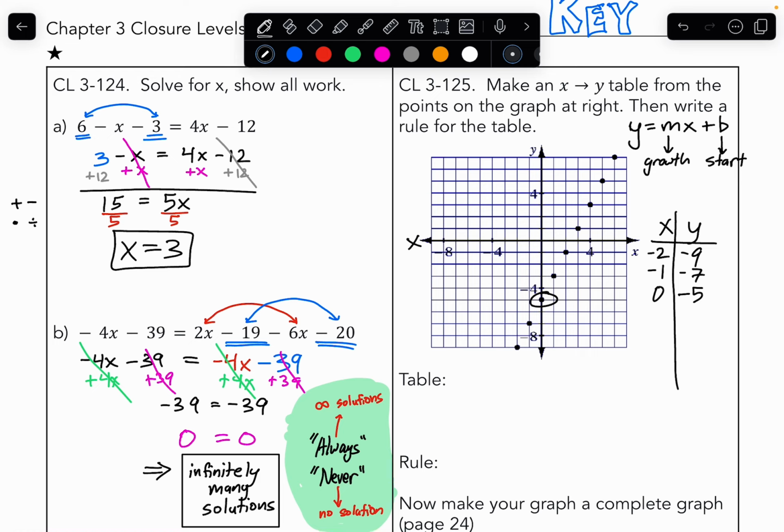Nicely done. Okay, next up is going to be this coordinate right here. 1, comma, -3. Goes right 1, down 3.